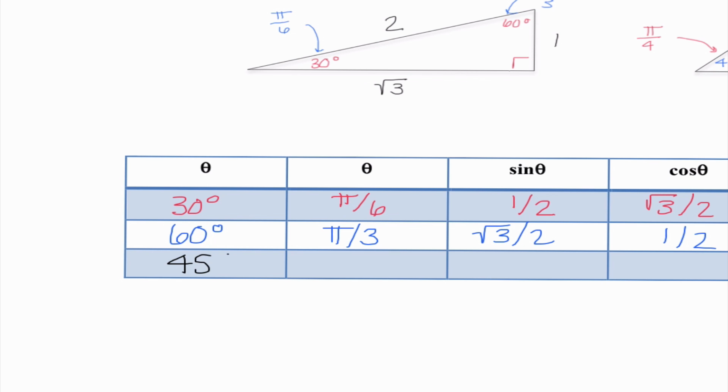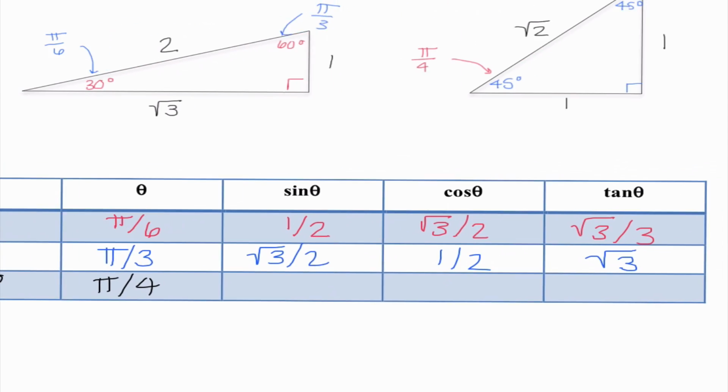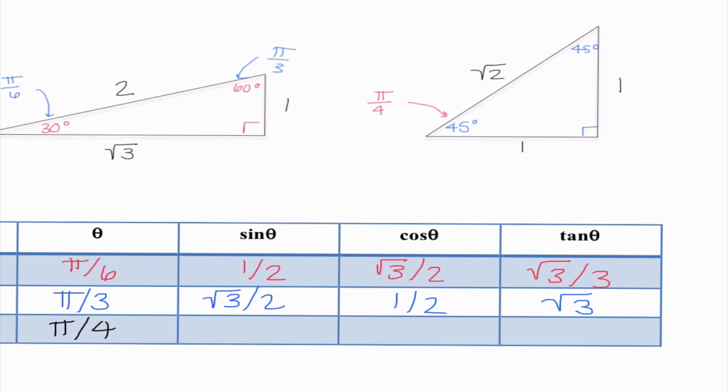Lastly, 45 degrees, this is pi over 4. If I look at 45 degrees, I have 1 over radical 2 for our sine, which is radical 2 over 2. Cosine is adjacent over hypotenuse, which is also radical 2 over 2. And tangent is opposite over adjacent, or 1.